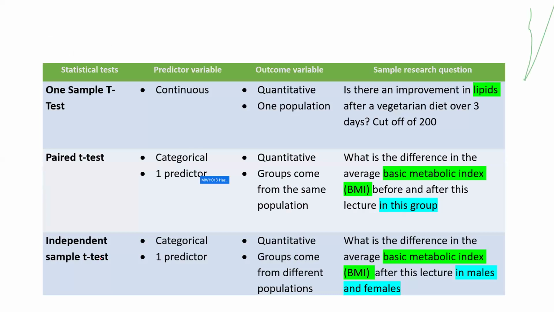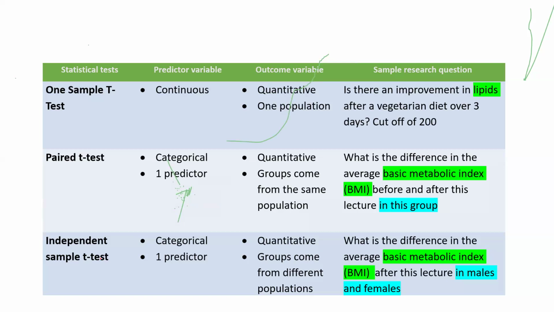Now, for the one sample t-test, look at the sample research question. Let's assume that in one particular group of 180 participants, is there an improvement in the lipids after a vegetarian diet over 3 days? And then we are taking our cutoff as 200. That is for our one sample t-test. I want to just jot down the question so that I don't have to come back to this page again.